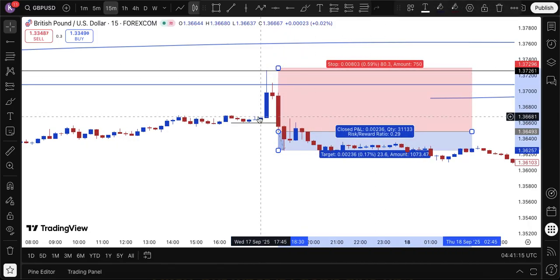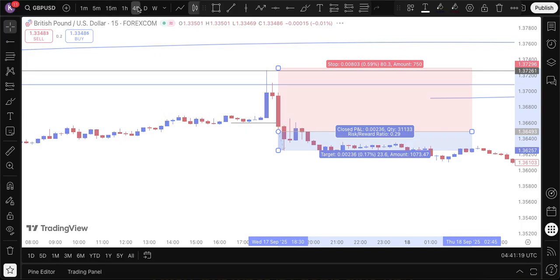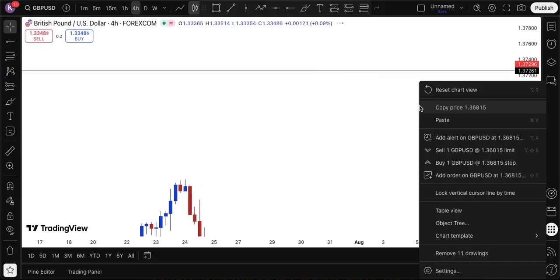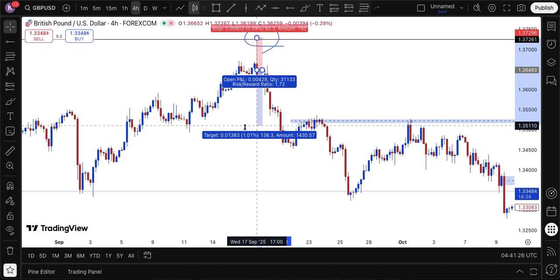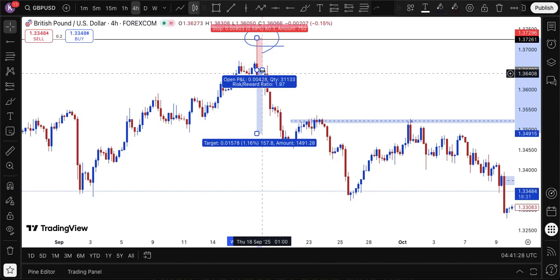Let's see the date. 17th of September. I definitely saw it. So I'm just gonna reset that bad boy. And really, that's what I hit. I don't really like price action.